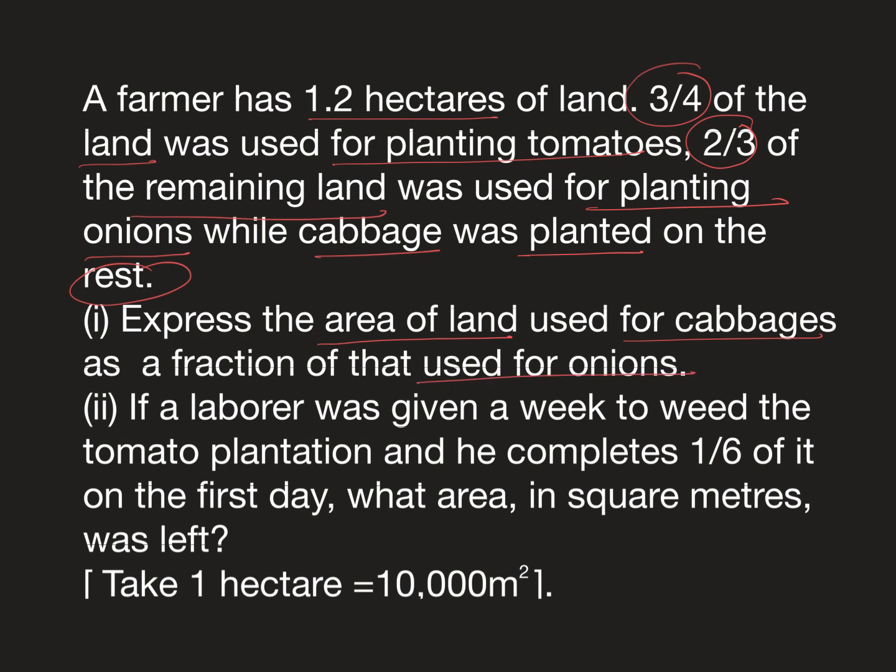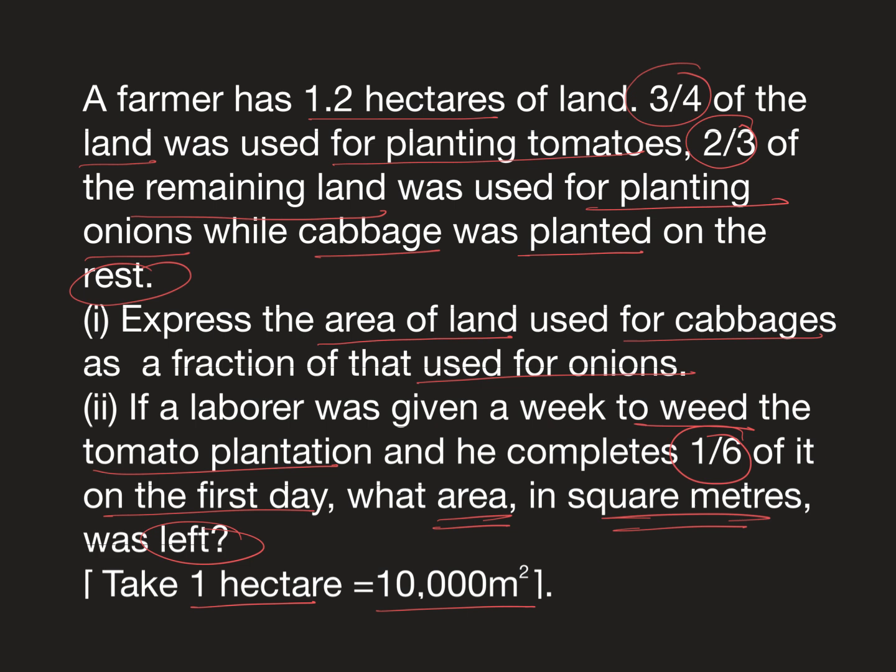Question 2. If a laborer was given a week to weed the tomato plantation and he completes 1/6 of it on the first day, what area in square meters was left? Take 1 hectare to be equal to 10,000 meters squared.